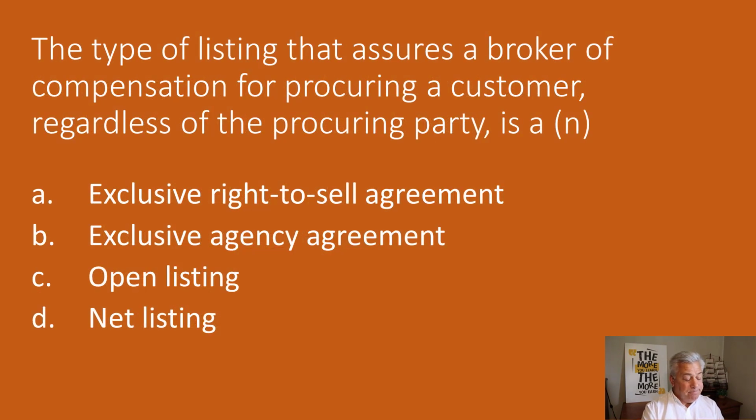Question number 14. The type of listing that assures a broker of compensation for procuring a customer regardless of the procuring party is A, an exclusive right to sell agreement. The broker is guaranteed a commission no matter how the home sells. Even if the seller finds the buyer themselves, the seller still has to pay the broker the full commission. As opposed to exclusive agency, where in this arrangement, the seller is entitled to find the buyer themselves. If the seller finds the buyer without another broker involved, the seller doesn't have to pay a commission. So yes, the answer here to 14 is A.